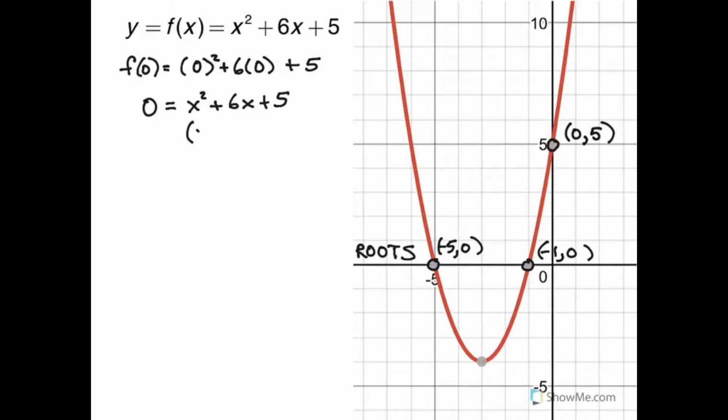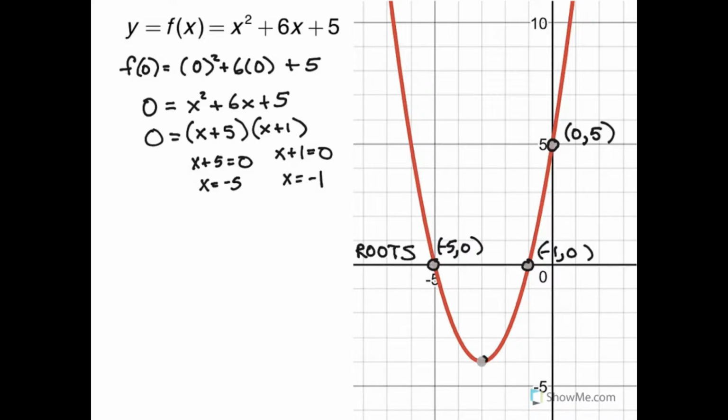X squared plus 6x plus 5 is factorable. It factors to x plus 5 times x plus 1, so those are the solutions. X plus 5 equals 0 gives me the solution x equals negative 5. And x plus 1 equals 0 gives me the solution x equals negative 1.